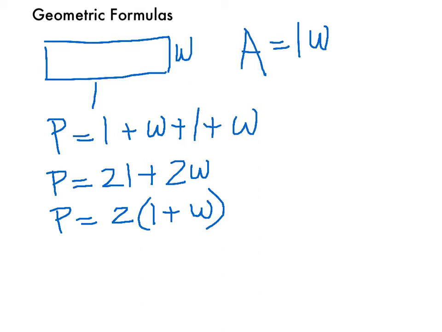Notice that all 3 ways will find the perimeter. But this first way is just too long and confusing. The second way works fine, but the third way is probably the simplest, which good mathematicians like to go for, the simplest, most direct way. And because of the distributive property, we can write it this way.